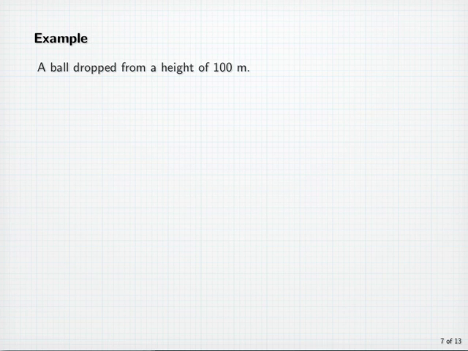Example. Let's suppose that a ball is dropped from a height of 100 meters. That means that our initial height, h naught, is 100. The fact that the ball is dropped means that the initial velocity is 0. There would be a non-zero initial velocity if the ball were thrown upward or downward. Also, since our distance units are meters, we'll use 9.8 as the value of g.